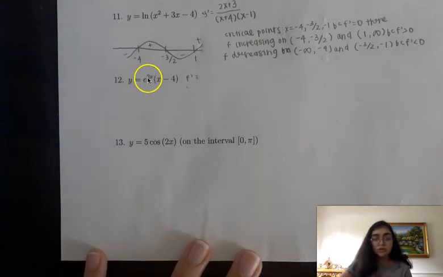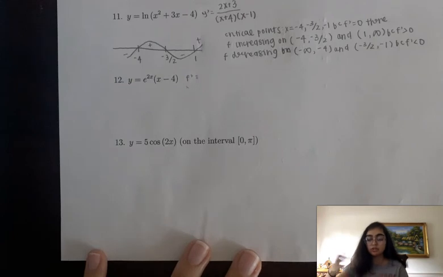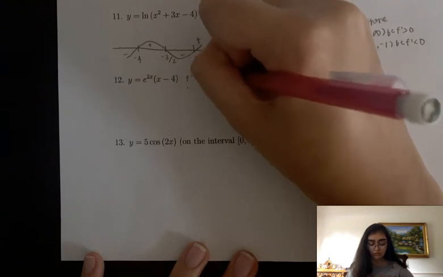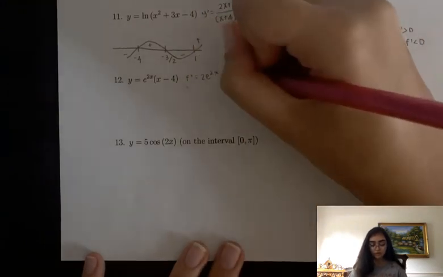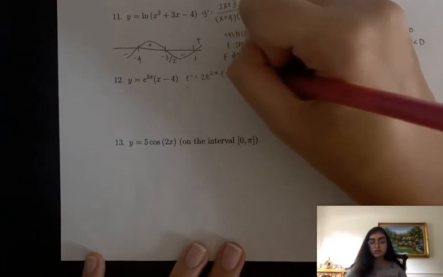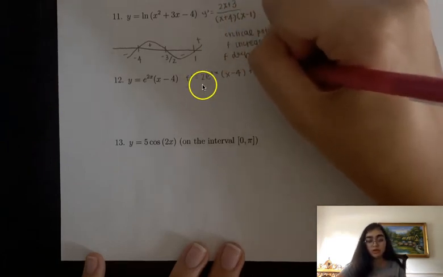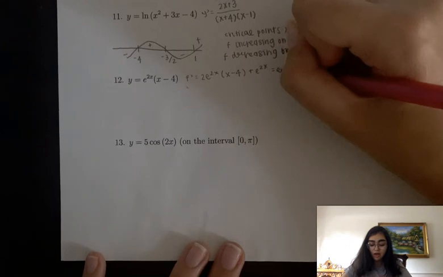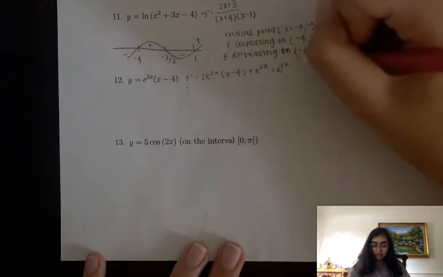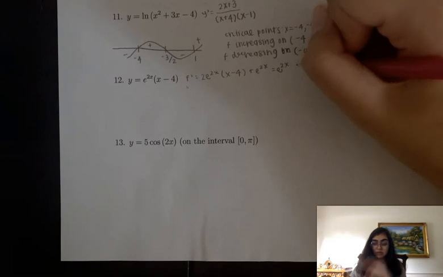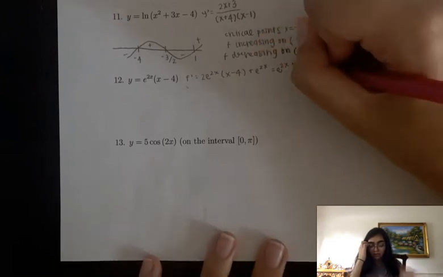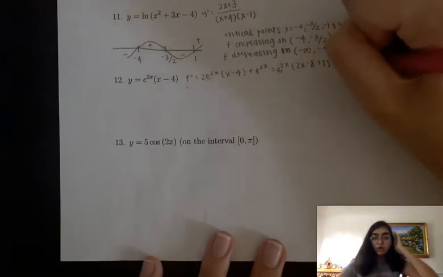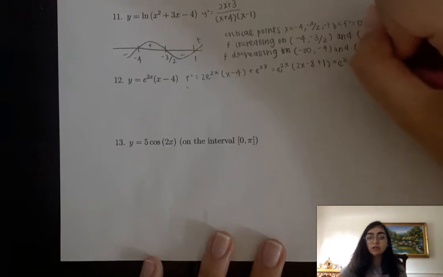So chain rule from e to the 2x, and then obviously a product rule because we have two things being multiplied together. And we're going to get 2e to the 2x times x minus 4 plus e to the 2x. This 2 comes out because of the chain rule, in case you were wondering. But we can go ahead and cross out e to the 2x. We can take that out and cross that out completely because e to the 2x is always positive and therefore will not be affecting our sign chart. We're left with 2x minus 8 plus 1.